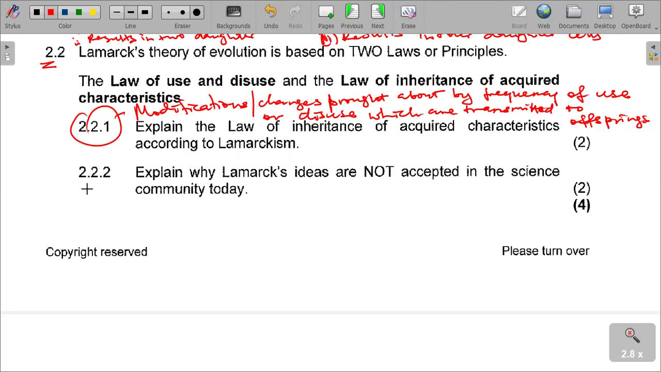Next question, 2.2.2. Why are Lamarck's ideas not accepted in the scientific community? One, the reasons are such as these. The theory is too deterministic, whereby it says organisms do not change because they want to change.